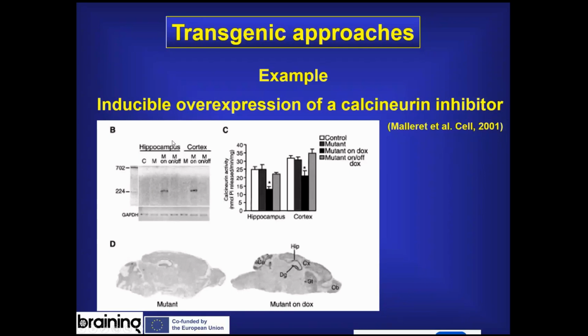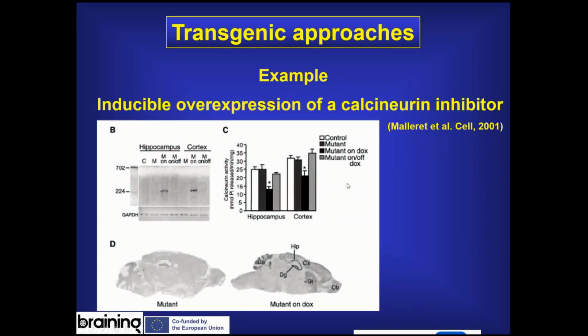And when they do a Western blot for this, they can see that in the hippocampus and in the cortex, the control mice show no expression of the transgene, and mutant mice show nothing. Mutant mice with doxycycline do have expression, and when they remove doxycycline, the expression is not there anymore. And you can see it's mostly glutamatergic. Same thing in the cortex.